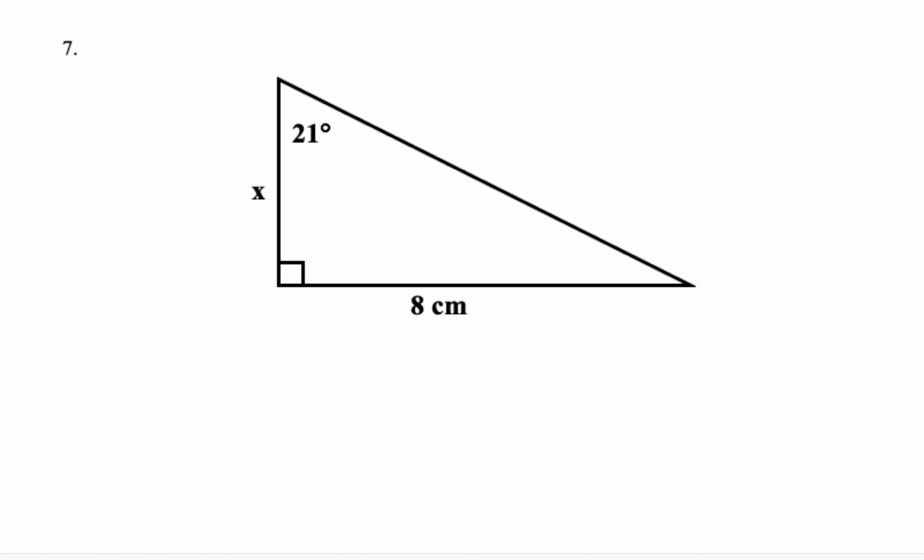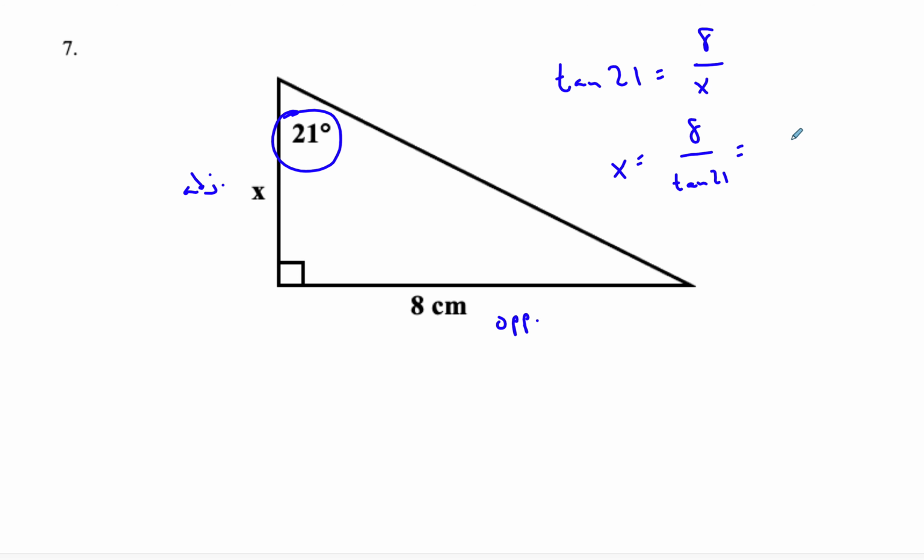And the last one is slightly different in that it's still the opposite and the adjacent, so that's not different, which means we're still taking the tangent, so tangent of the angle, opposite over the adjacent. But in this case, the x and the tangent of 21 switch spots. 8 divided by the tangent of 21 is 20.88.